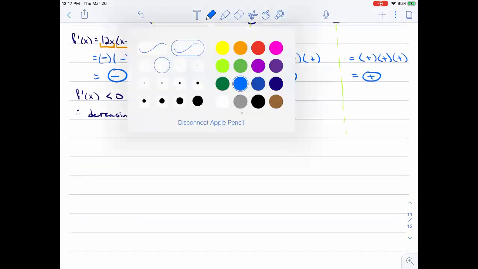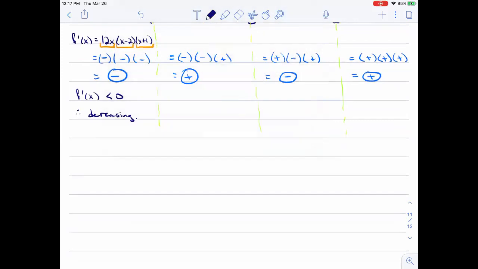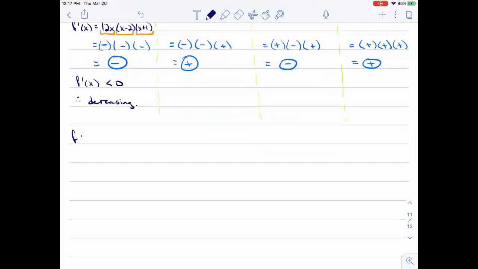So what this is going to look like is our function f is decreasing, and then it's increasing, and then it's decreasing, and then it's increasing.